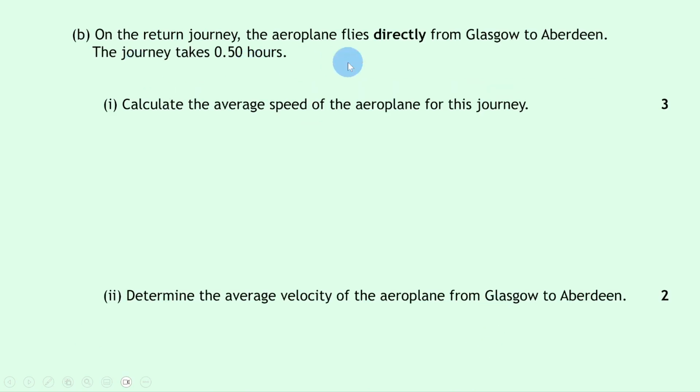Part B says on the return journey, the aeroplane flies directly from Glasgow to Aberdeen. The journey takes 0.50 hours. Part 1 says calculate the average speed of the aeroplane for this journey, and there's 3 marks available here.